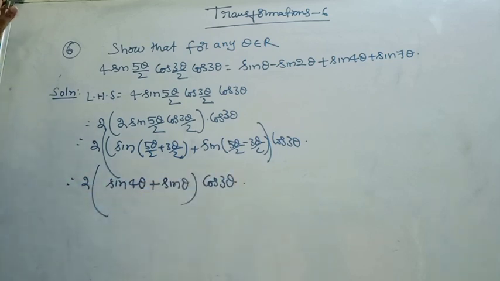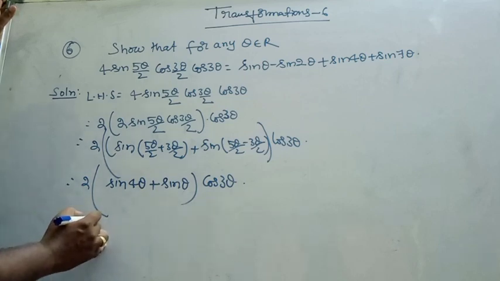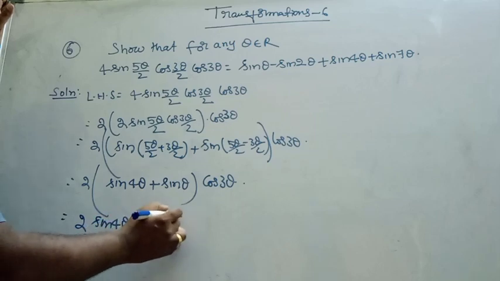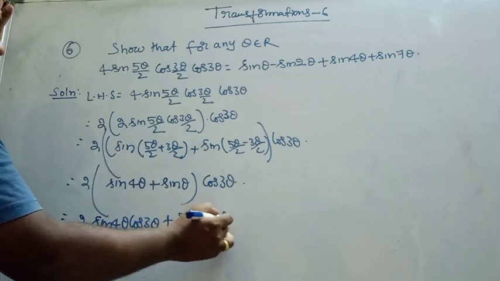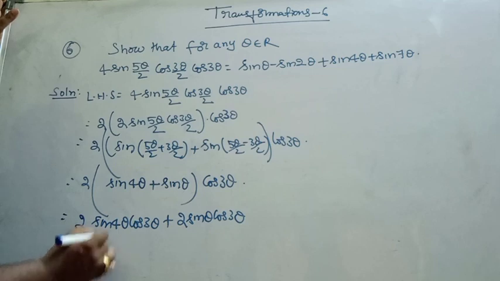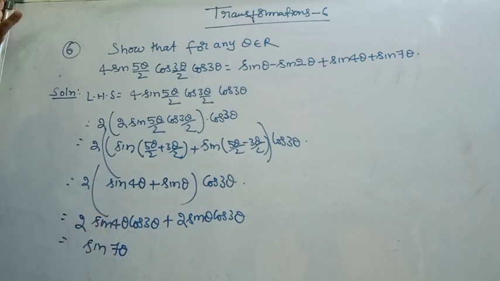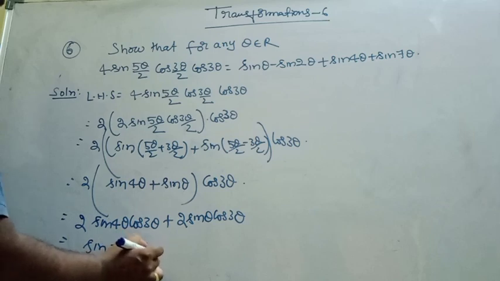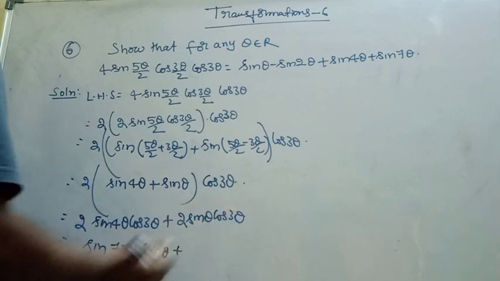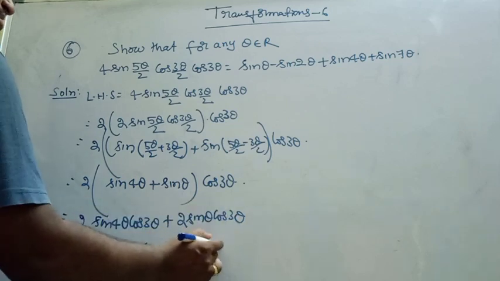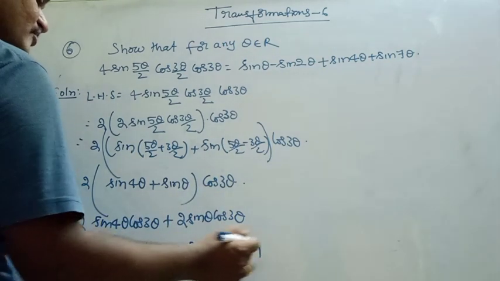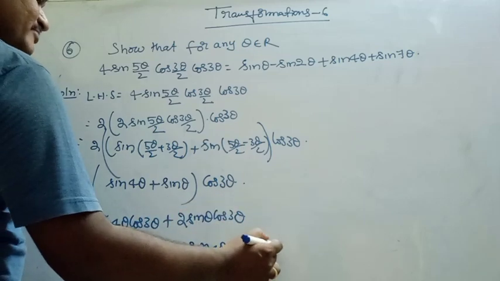Fine. Once we have got this, now this is 2 sin 4 theta cos 3 theta plus 2 sin theta cos 3 theta. Now 2 sin A cos B is sin (A plus B) plus sin (A minus B). For 2 sin 4 theta cos 3 theta, A plus B means sin 7 theta, and A minus B is sin theta. Next, for 2 sin theta cos 3 theta, sin (A plus B) is sin 4 theta, and sin (A minus B) is sin of theta minus 3 theta, that is minus 2 theta.